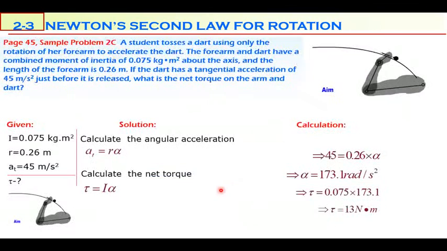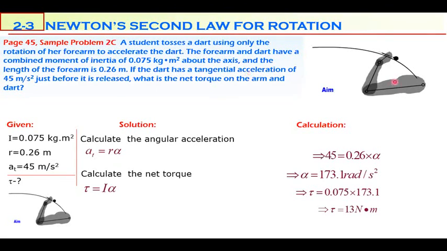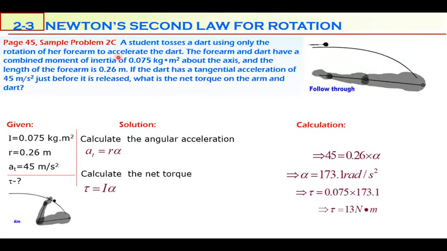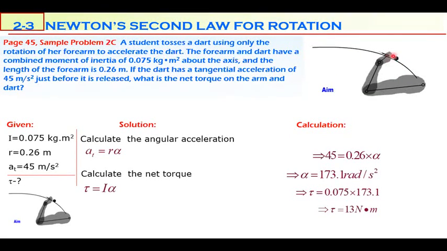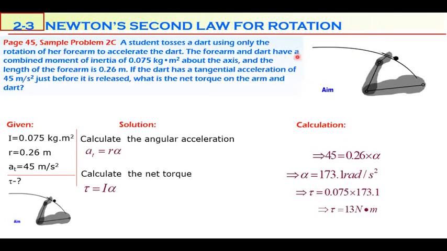Questions or problems in your book are not so hard in calculations. One example is about throwing a dart. A student tosses a dart using only a rotation of her forearm. This is the forearm. And accelerates the dart. So this dart is gaining acceleration along the tangent to the circular path. The forearm and dart have a combined moment of inertia of 0.075 kilogram meter squared.